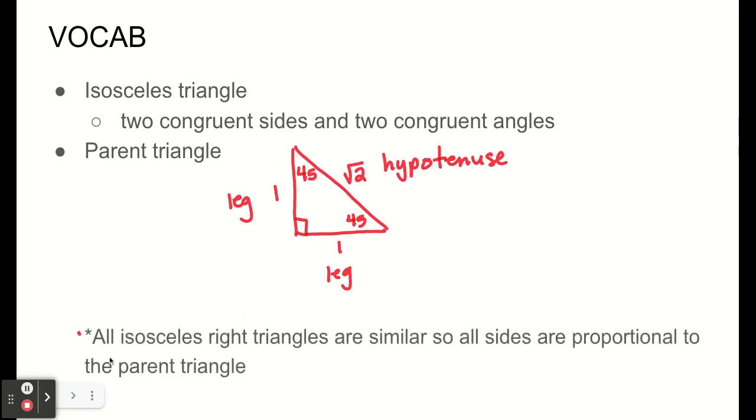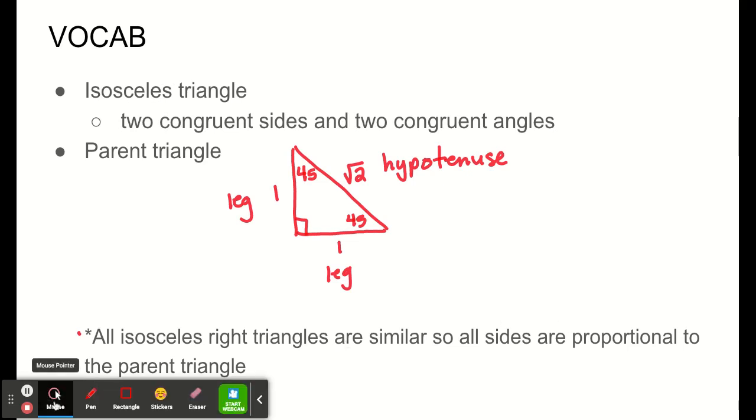Keep in mind that all isosceles right triangles are similar, which means that all sides are proportional to the parent triangle. So going back to finding missing sides like we did in the 7-2 lesson, we will use proportions to help us find those missing sides.